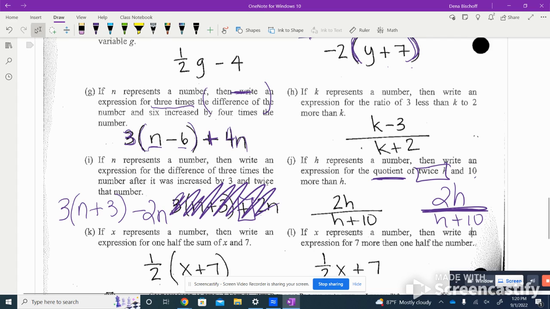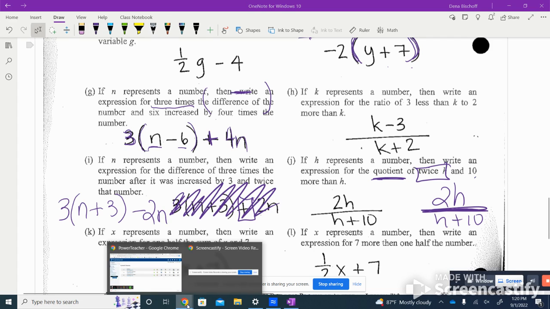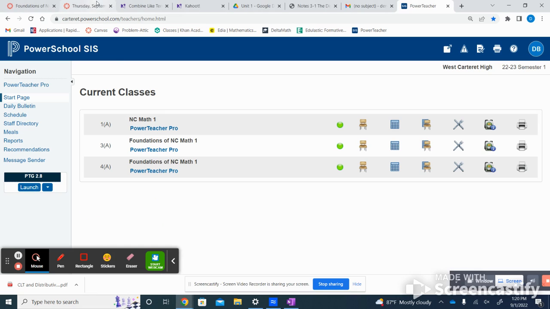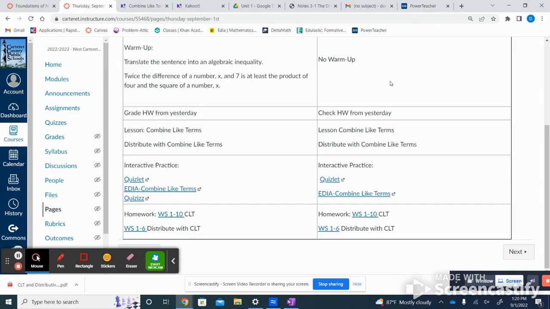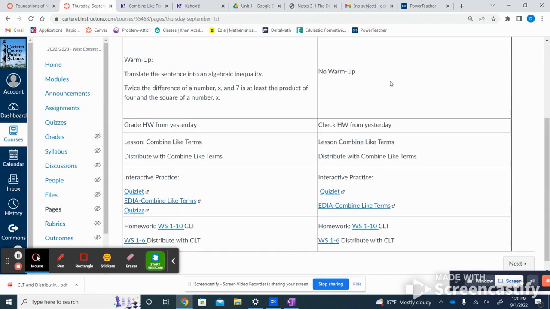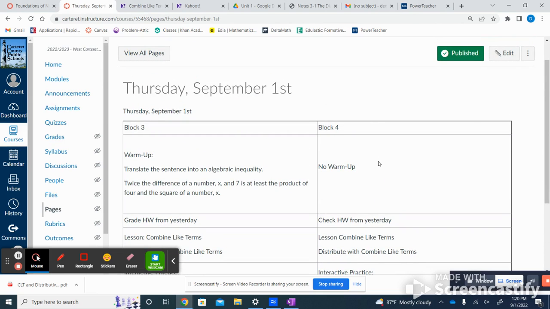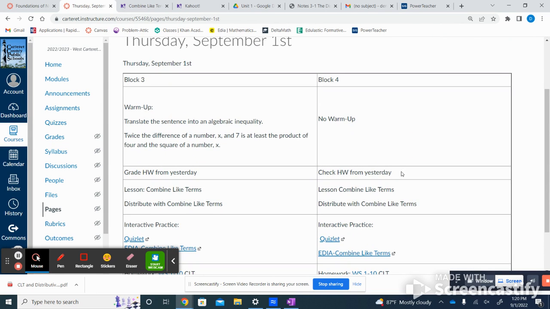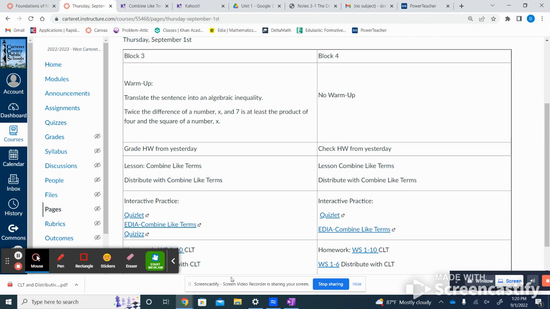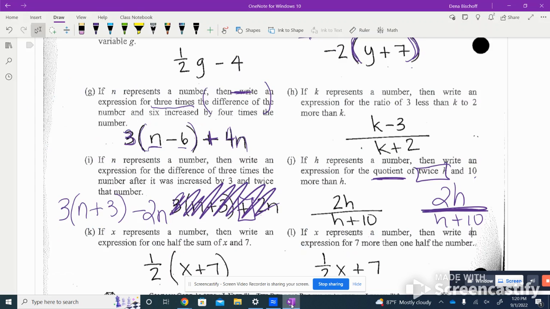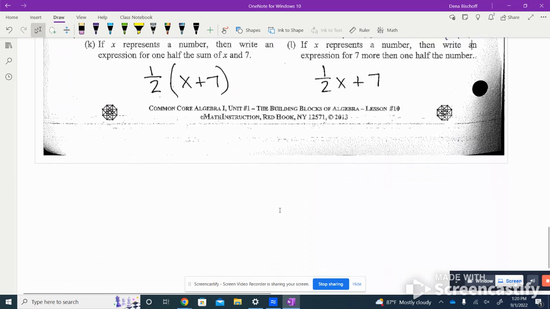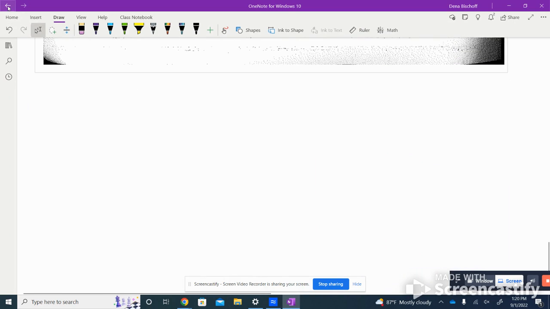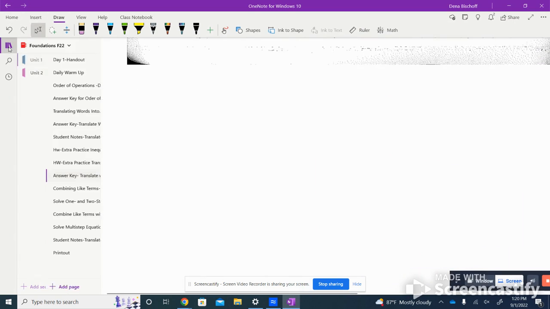I'm going to go to the module for today just so we can talk about what the plan is. So did we do a warm-up today? Yeah, this is block 4, no warm-up. Did we finish checking our homework? Yes. Okay, so we're going to do notes, combine like terms, and distribute with combine like terms, okay? So your notes should be your note packet. Keep your note packet out.